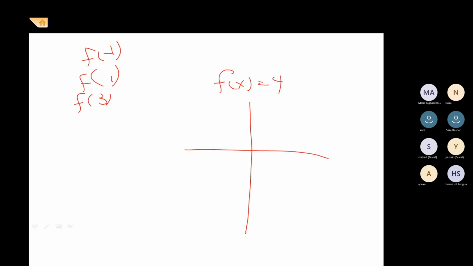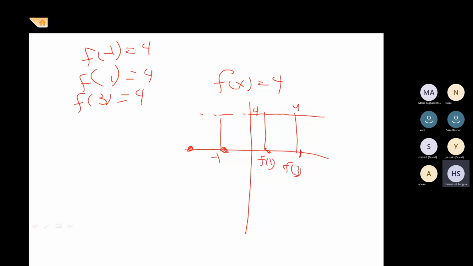What do I mean by y is 4? That means y, even if x is 1 million, even if x is negative 1,000, it must be 4. F of x means 4. That means at any point y must be 4. So if you find f of -1, it's 4. If you find f of 1, it's 4. If you find f of 3, it's 4. Got it? F of x means y. So y is 4. As another example.